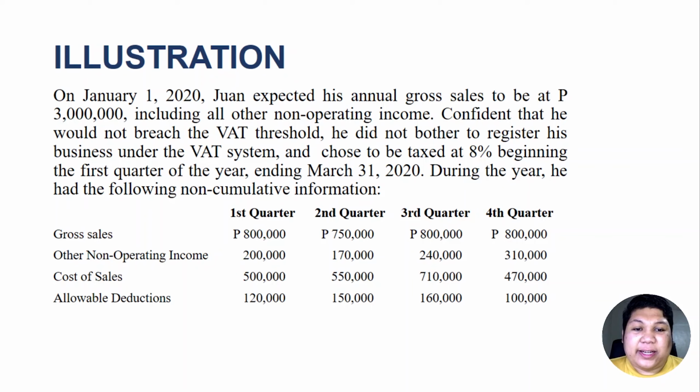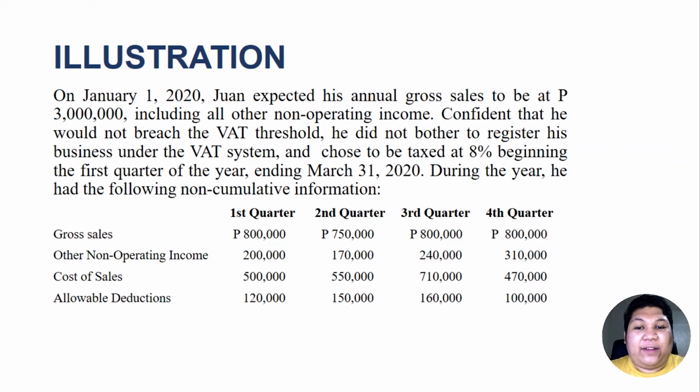Okay, so these are the data of Juan. If you look closely at the figures given, particularly the gross sales and other non-operating incomes, you would notice that Juan would likely exceed the threshold after the third quarter. So we will first compute Juan's income tax dues for the first, second, and third quarter.